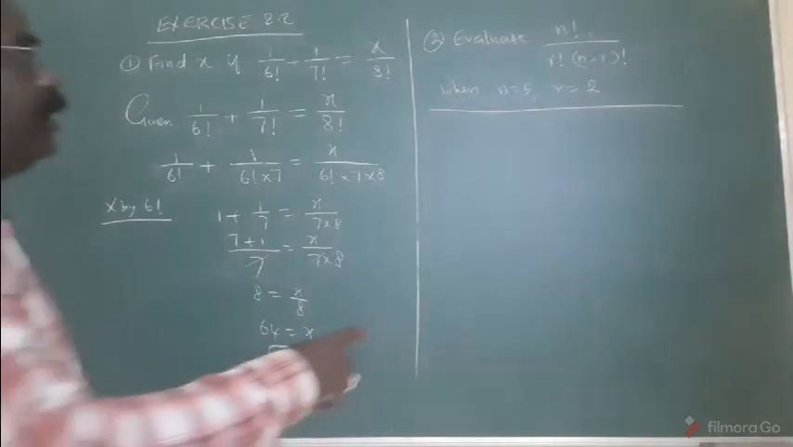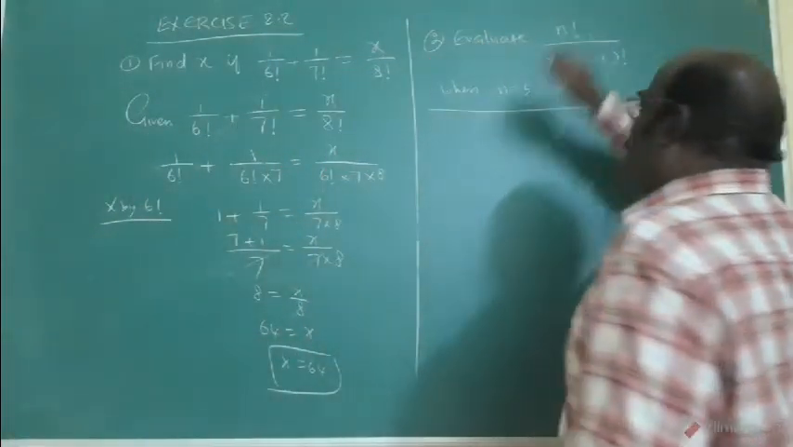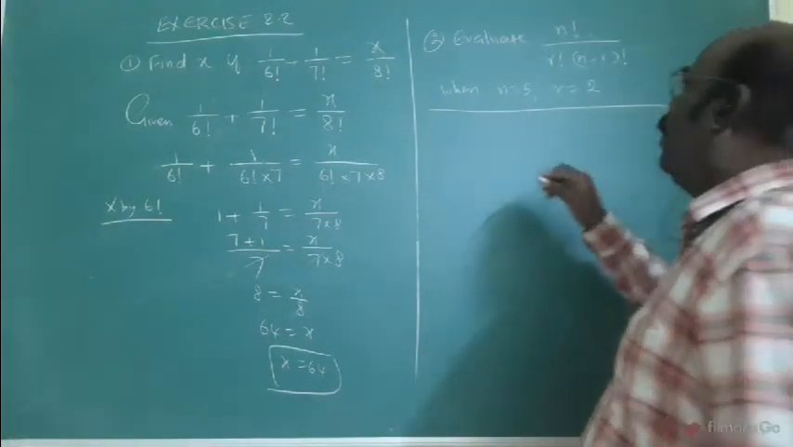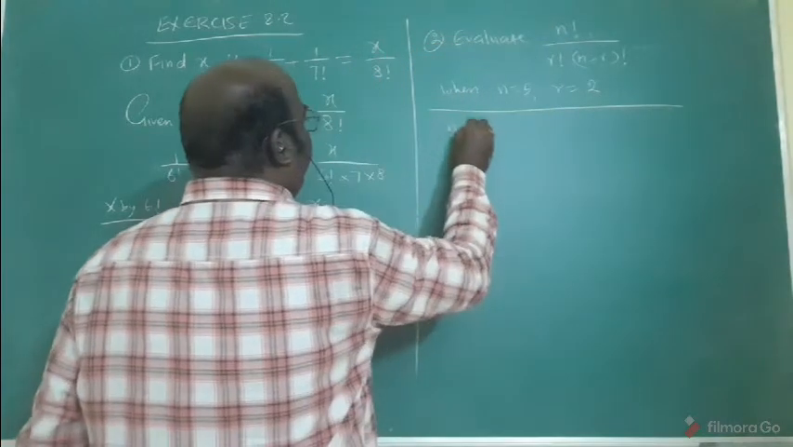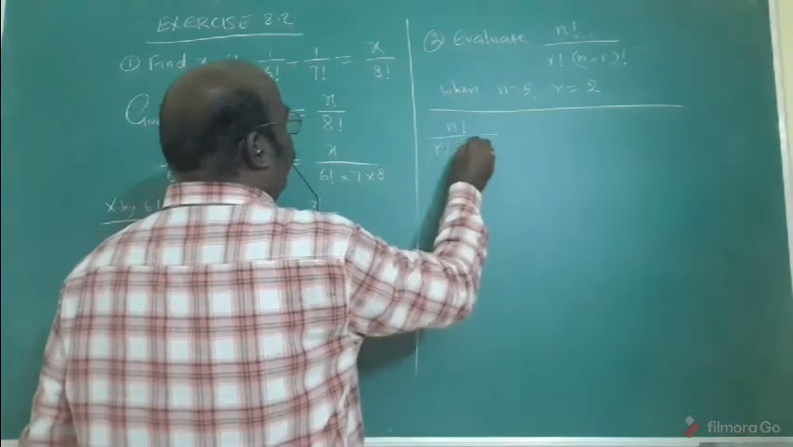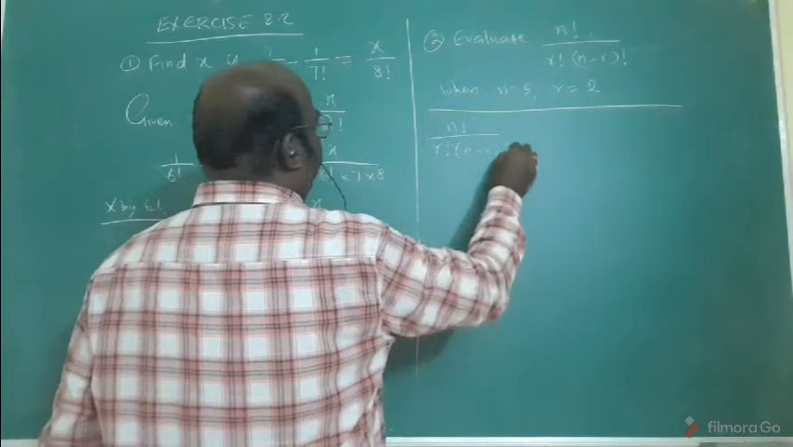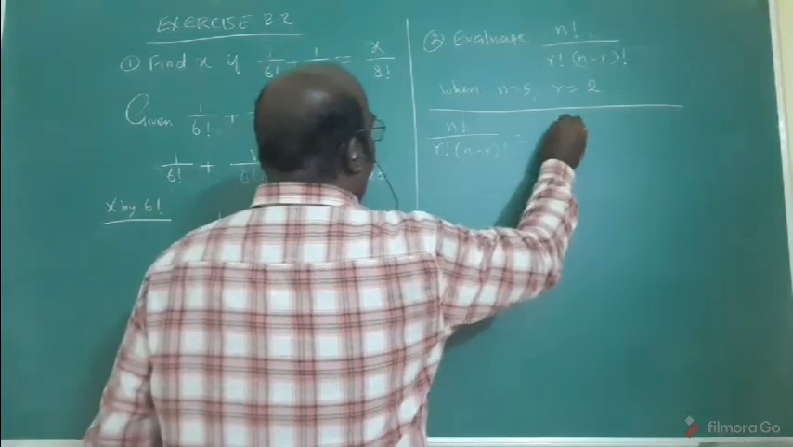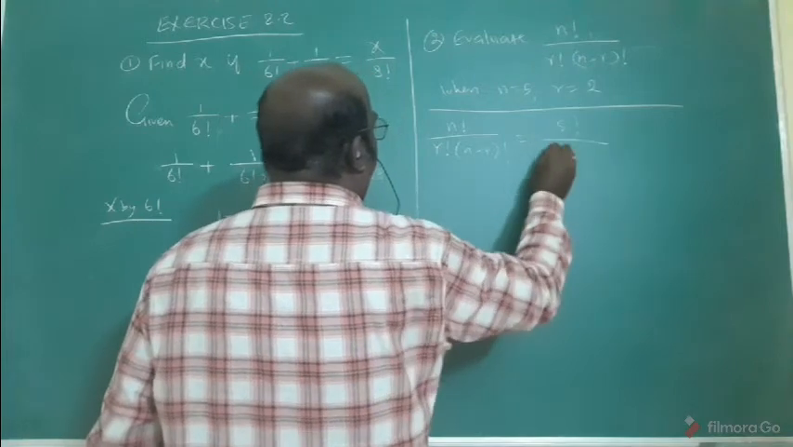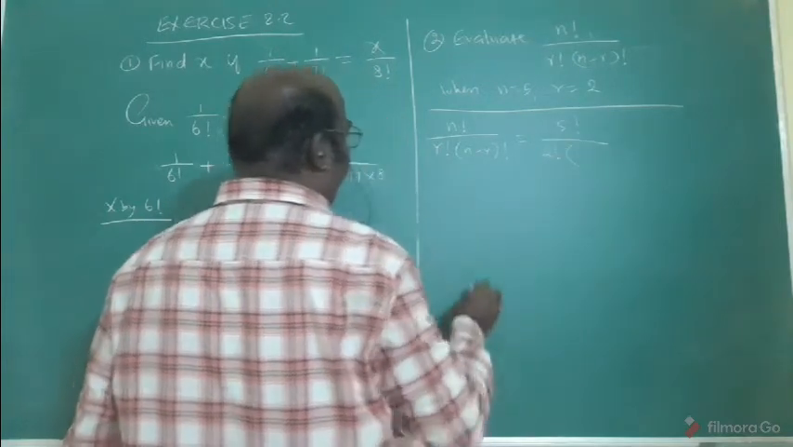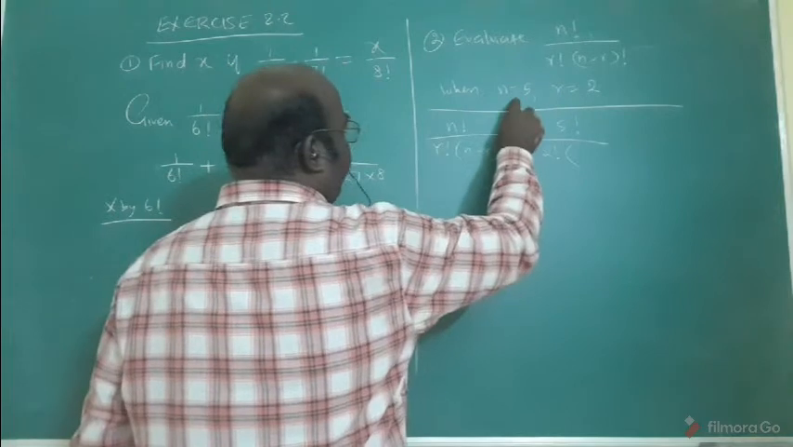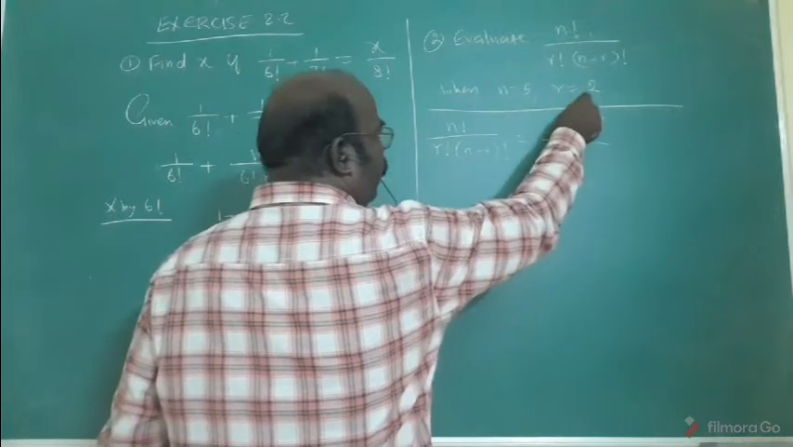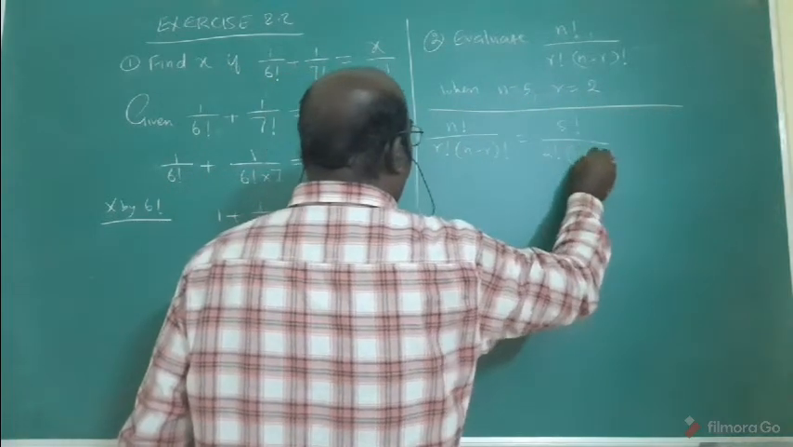Next question. This is evaluate. Numbers are given. Now write the question: n factorial divided by r factorial into n minus r factorial. What is given? N is 5, so 5 factorial. R is 2, so 2 factorial. Inside the bracket, n minus r: n is 5, r is 2, 5 minus 2 is 3 factorial. Okay?